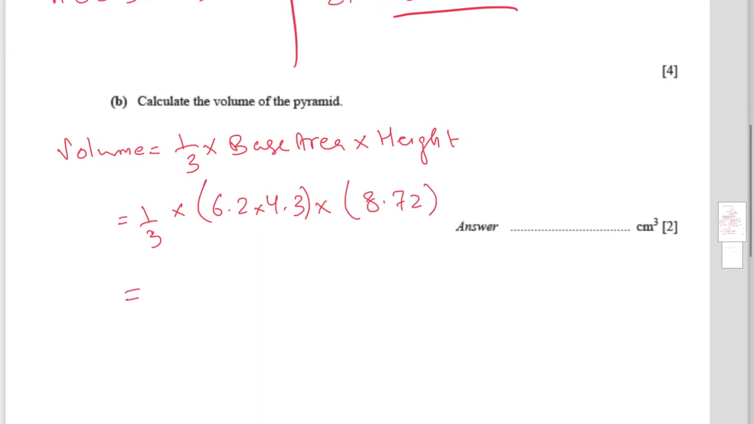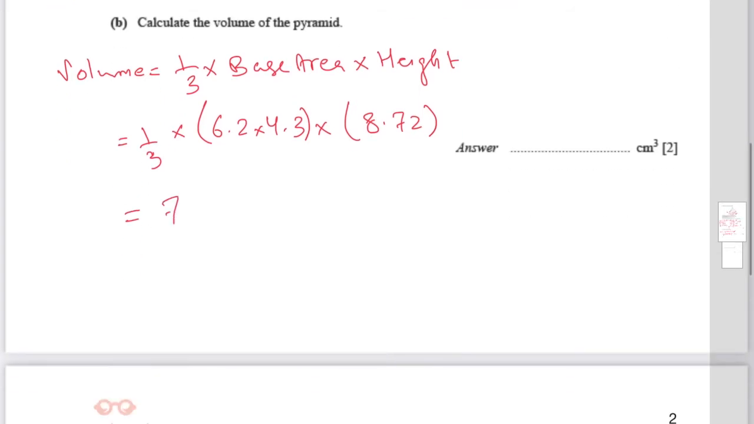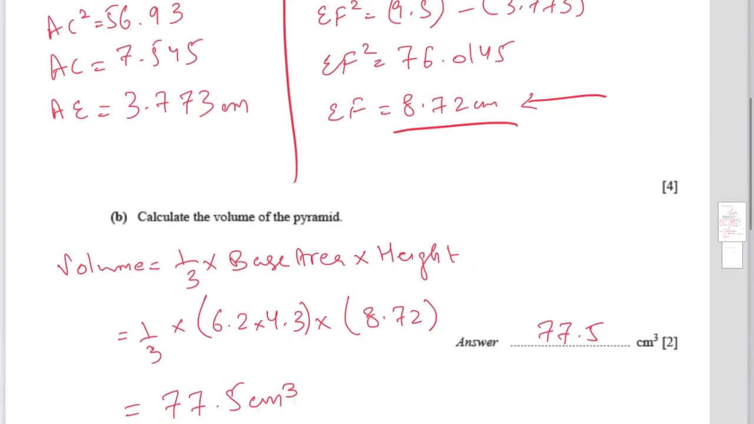Okay, let's plug this into the calculator as well. 6.2 times 4.3 times 8.72 divided by 3 gives us 77.5 centimeters cube. So we write the answer over here, 77.5 centimeters cube.